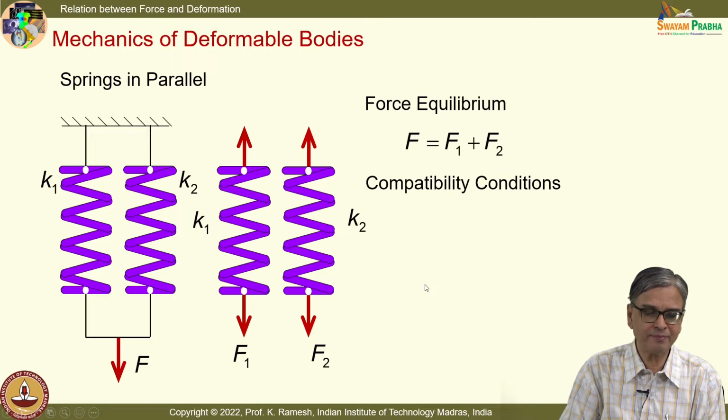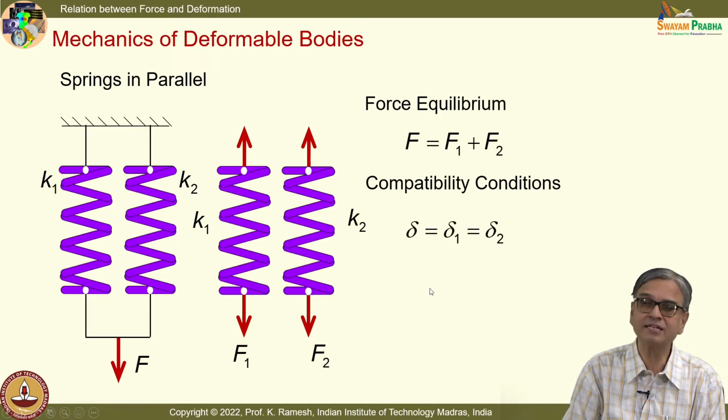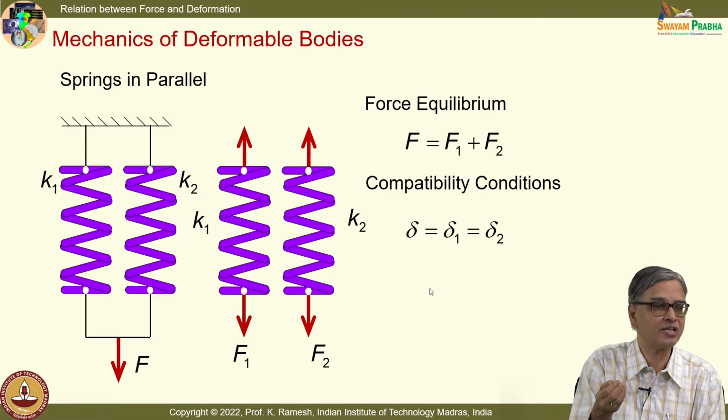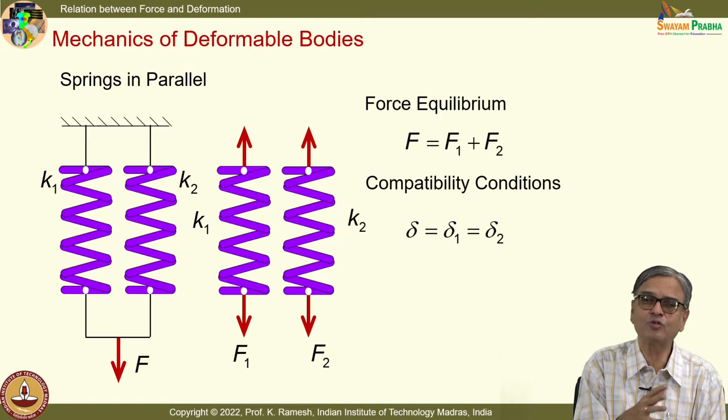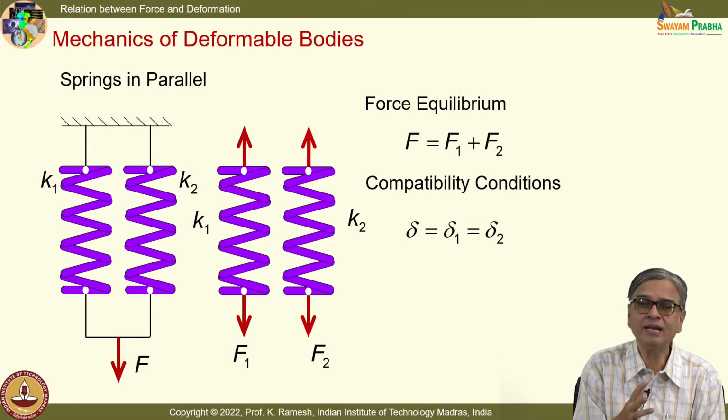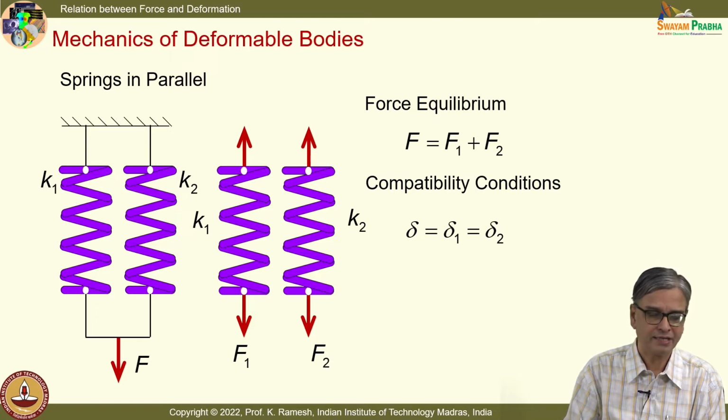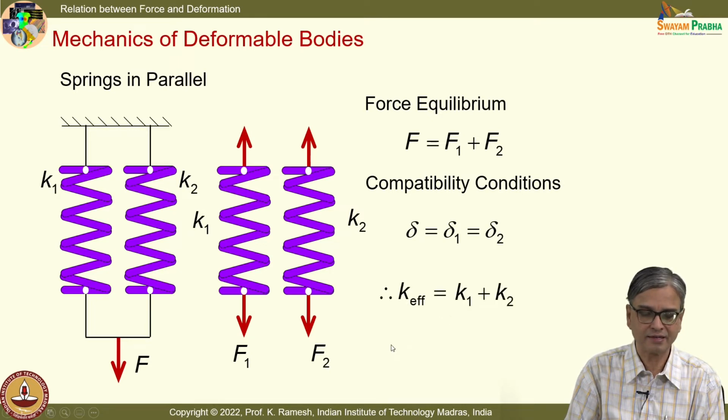So, the force equilibrium is straightforward. The force is shared by spring 1 and spring 2. The compatibility is that because the bar remains horizontal, both the springs have identical displacements. And I can also say what the equivalent stiffness of the system is. Fine, can you write down what the equivalent stiffness is? Because you are exposed to this. I am starting from what you already know. Fine. And the K effective, you can simply say, is nothing but K1 plus K2.